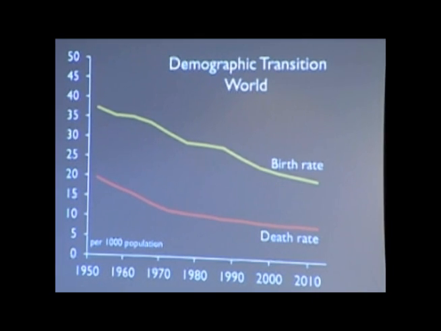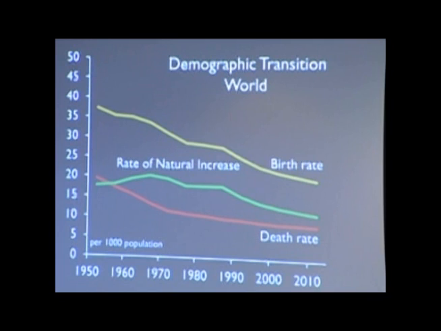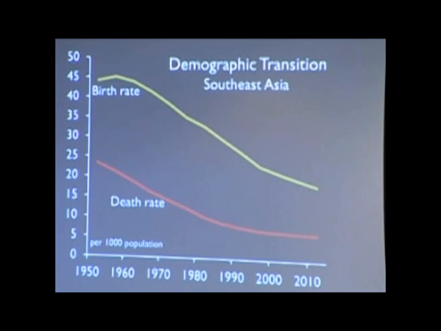And of course, the birth rates are rapidly going down. So the rate of natural increase, the population growth rate implied by these, was a little below 2% in the 50s, got up to 2% in the 60s, and has been declining since. Now let's just look at some regions.